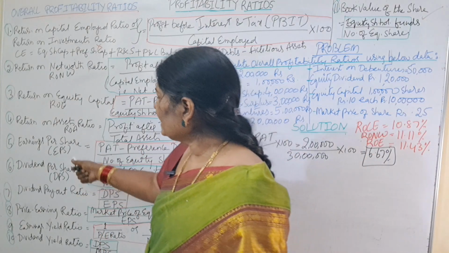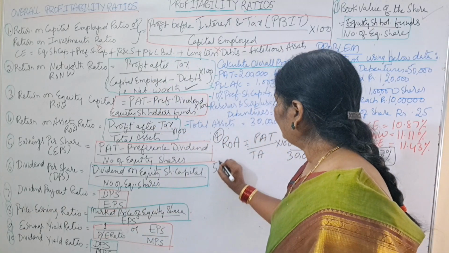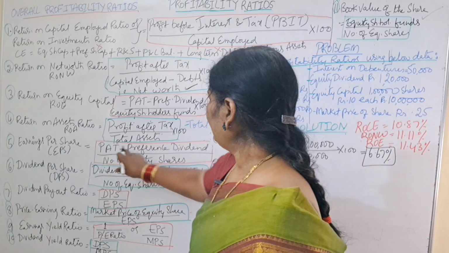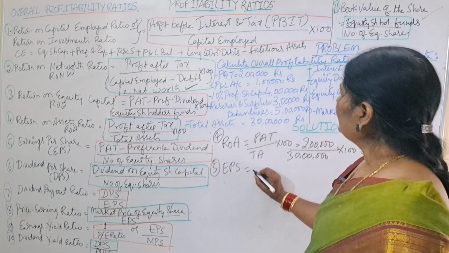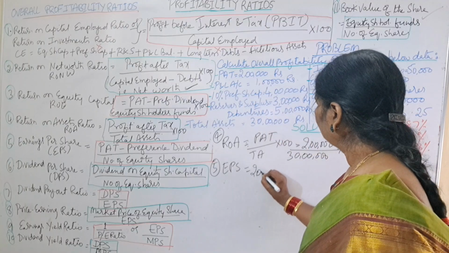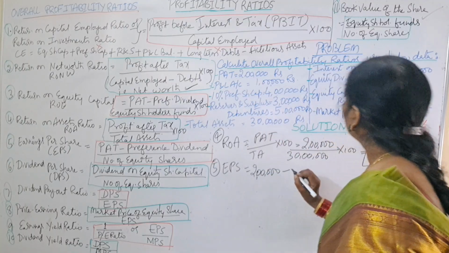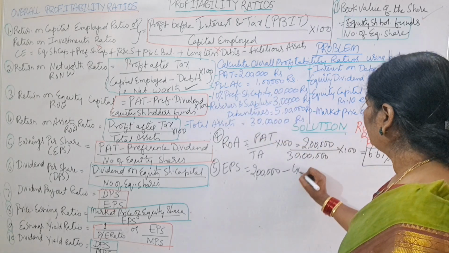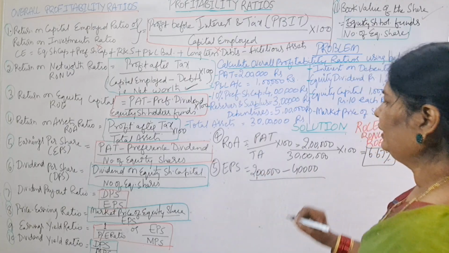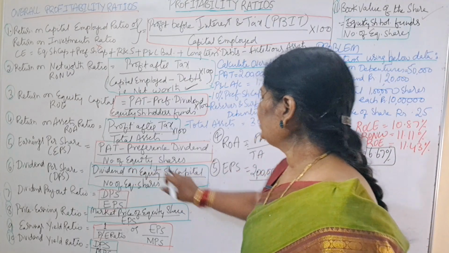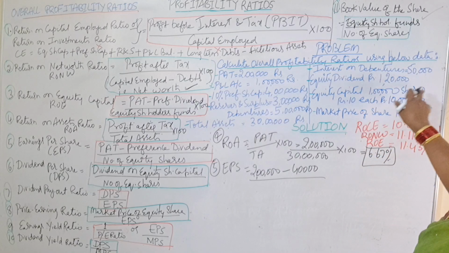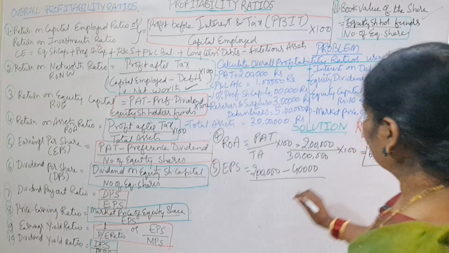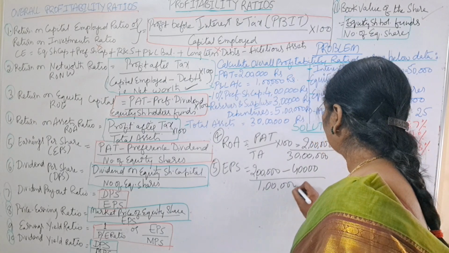ROE is clear. Next we will go to earnings per share. So we will calculate fifth one. Earnings per share is equal to PAT minus preference dividend. Okay. So what is our PAT value? 2 lakhs minus our preference dividend amount is how much? 10% on 4 lakhs. So it is 40,000 divided by number of equity shares. So how many shares are there? 1 lakh shares, rupees 10 each. So it is how much? Rupees 10 lakhs. So we will take number of shares here, 1 lakh shares.